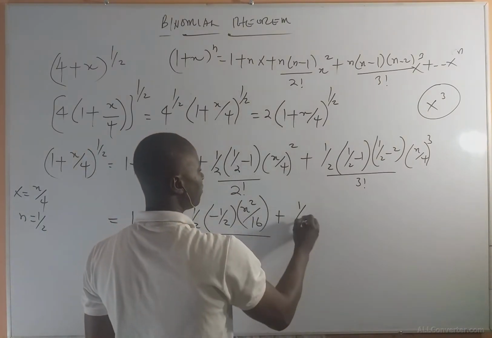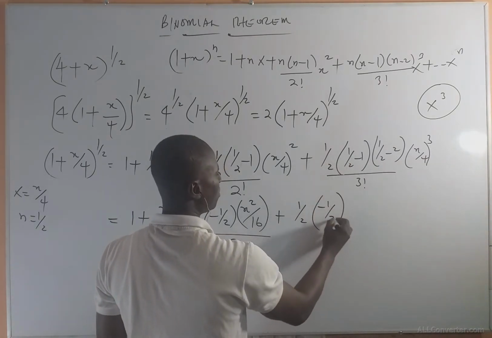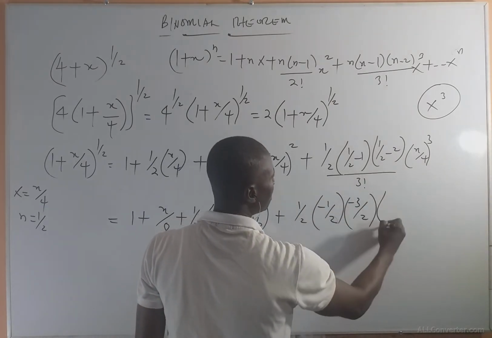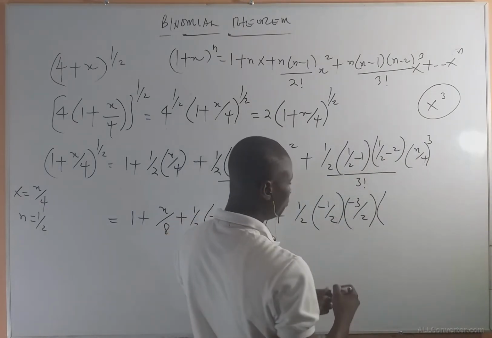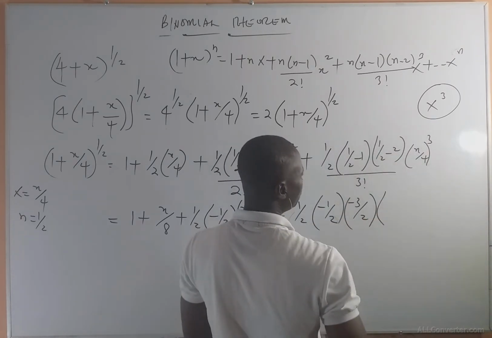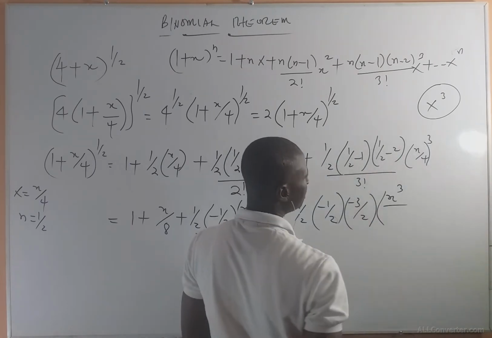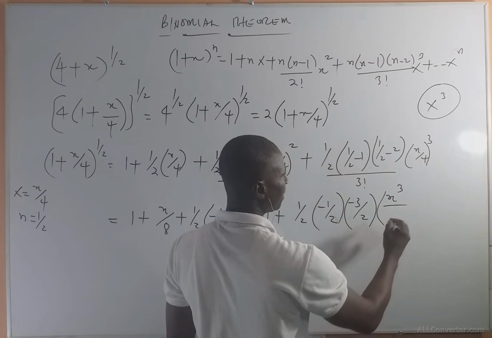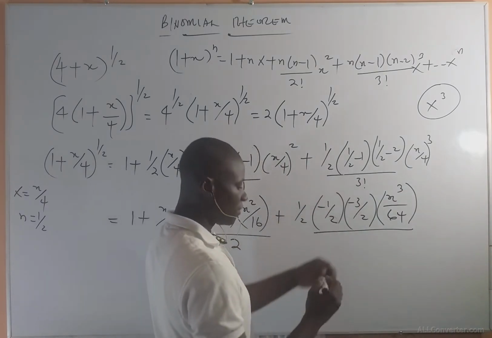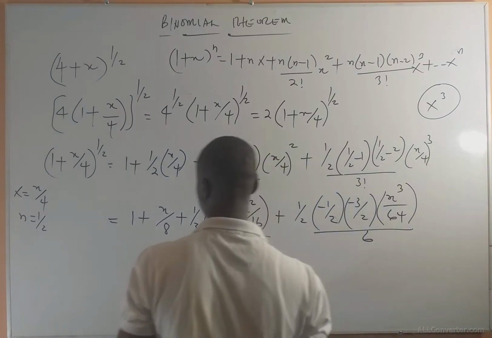Then plus, we have half here. Half minus 1 is minus half. Then half minus 2 is minus 3/2. Then we have (x/4)³, and the 3 is affecting both the x and the 4. So we are going to have x cubed divided by 4 cubed, which is 4 times 4 times 4, and that will give us 64. So we have 64 here, all divided by, don't forget that 3 factorial is 3 times 2 times 1, and that will give us 6. And so we are going to have 6 here.